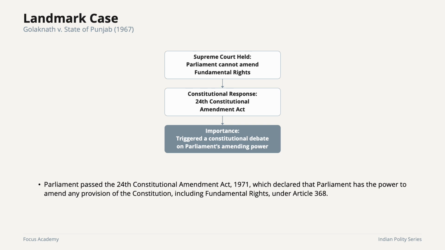Eventually, this triggered a constitutional debate on Parliament's amending power. Does the Parliament have the power to amend the Indian Constitution? Any provision goes, which means the preamble and the fundamental rights itself, the Parliament has the power to amend the Constitution.